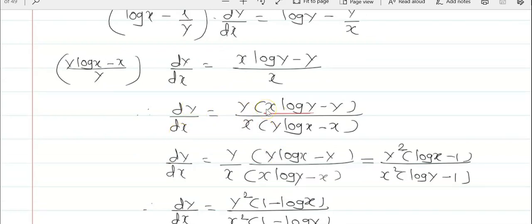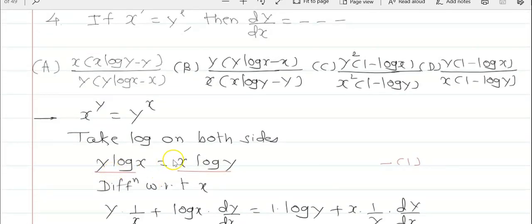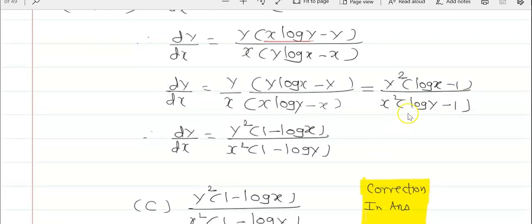Now here we have x log of y equals y log x, and we substitute their values. If you take common y from the numerator and x from the denominator, then you get, sorry, y square in bracket 1 minus log x upon x square in bracket 1 minus log of y. And hence we have the answer. Therefore option C is the correct one.